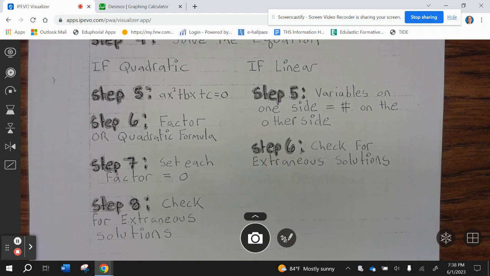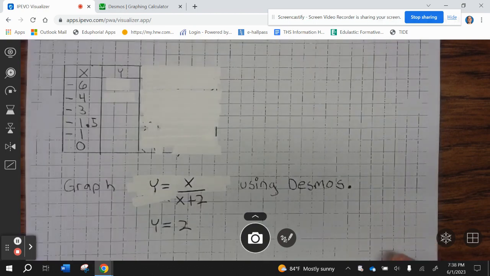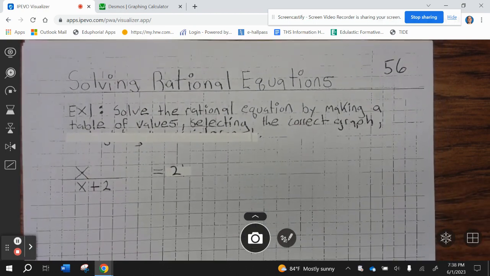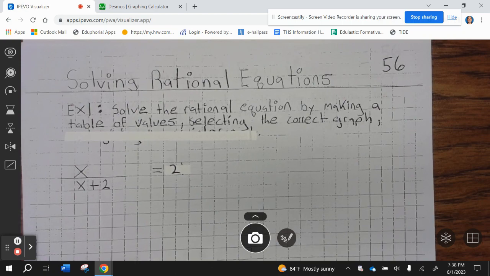If linear, step 5, get the variables on one side and the number on the other side. Step 6, check for extraneous solutions. All right, let's take a look at example 1. Solve the rational equation by making a table of values, selecting the correct graph.